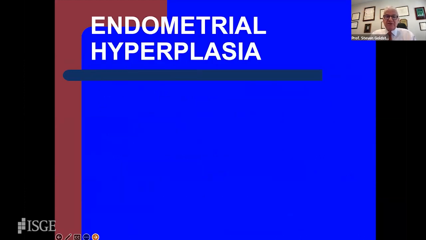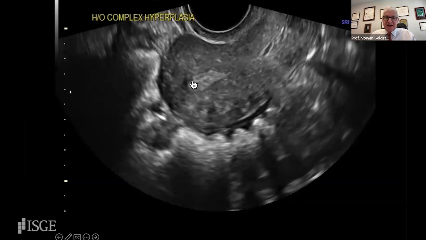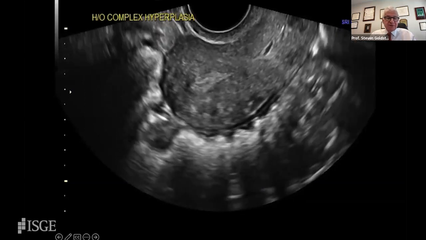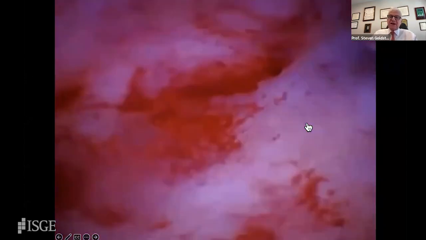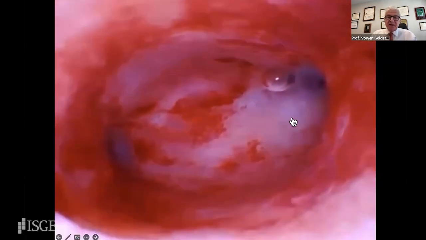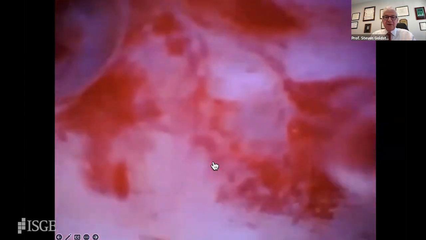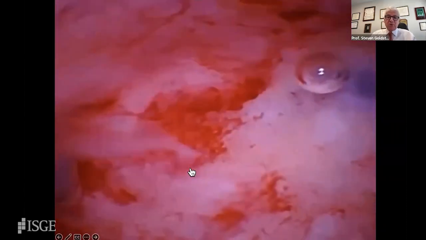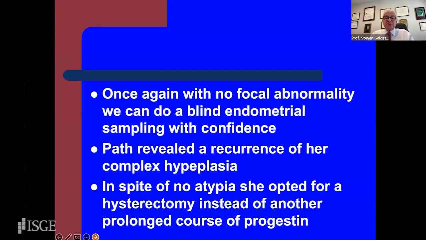This is a patient with a previous history of complex hyperplasia without atypia. She does not have a thin, distinct endometrial echo. We slip the hysteroscope in. Now, be careful about trying to make a diagnosis visually. I know this looks very confluent. These are areas that are denuded because she's been bleeding, but because there's no focal abnormality, a patient like this can undergo blind sampling. It revealed the recurrence of her complex hyperplasia. In spite of no atypia, she opted for hysterectomy instead of another prolonged course of a progestin.